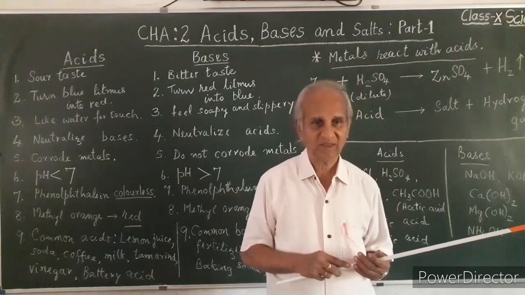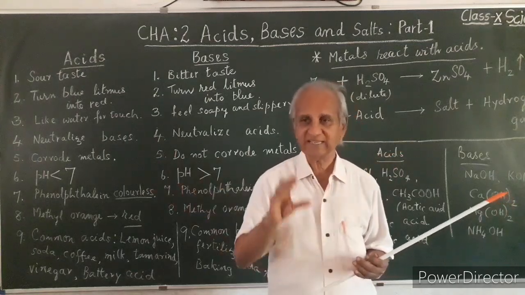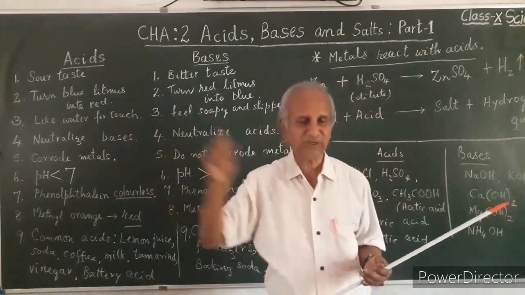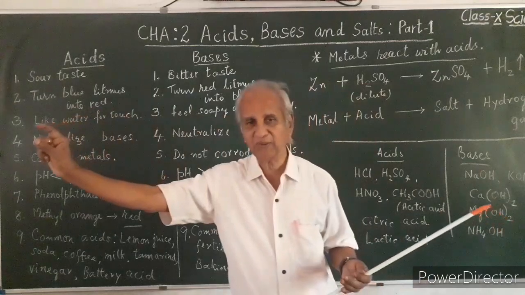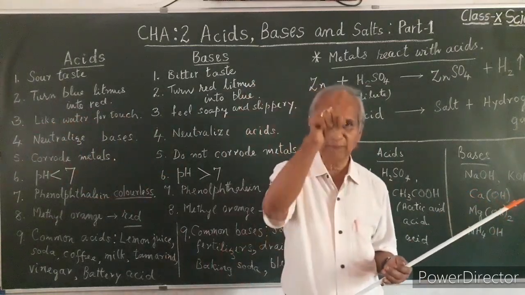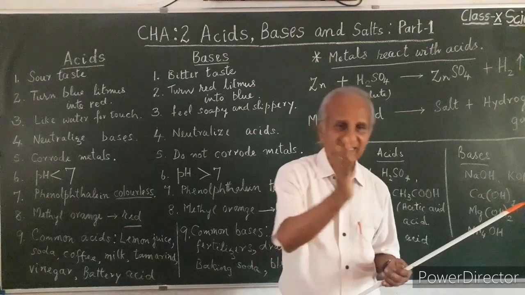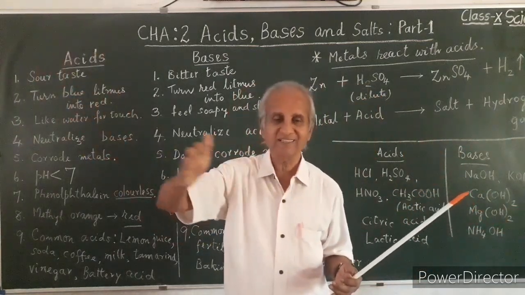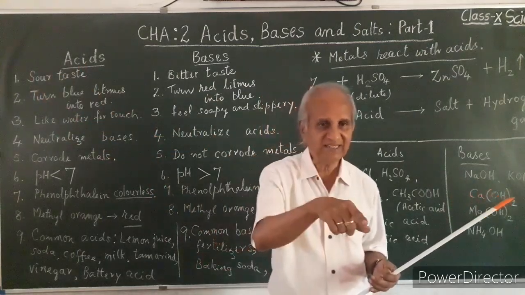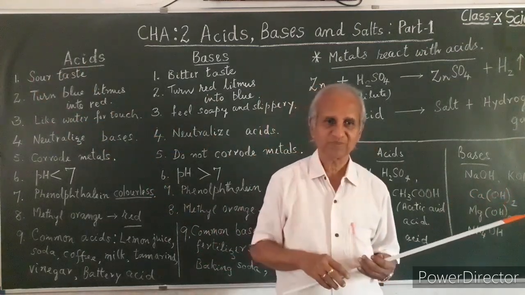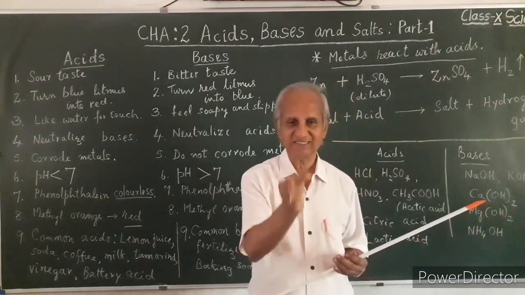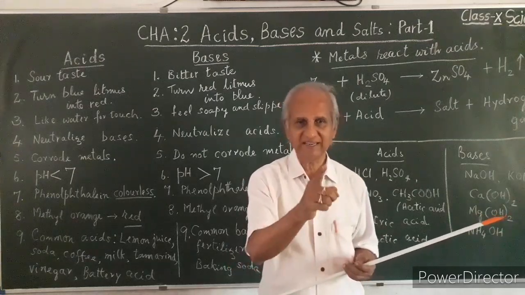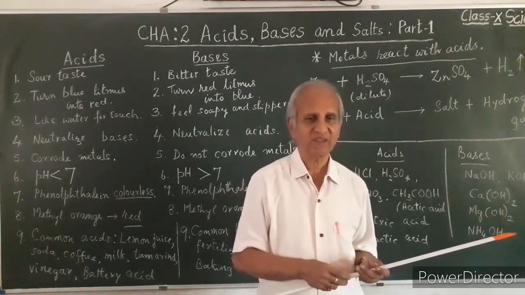pH, the measuring scale, is the range that extends from 0 to 14. It starts from 0, ends up in 14. And the central point is 7. Less than 7, they are all acids. If it goes beyond 7 up to 14, they are all bases. 7 is neutral. Distilled water is neutral. If you try to find out its pH, it reads 7.